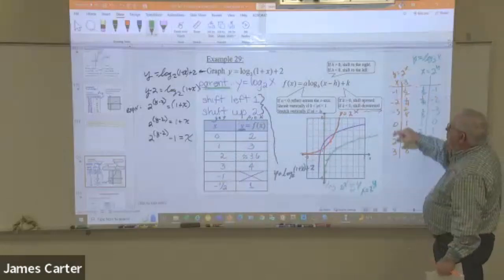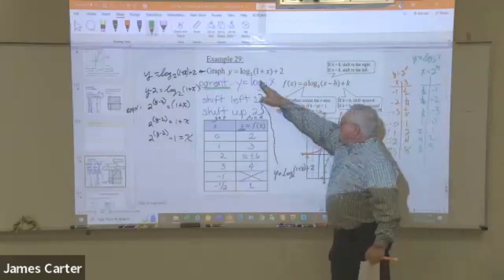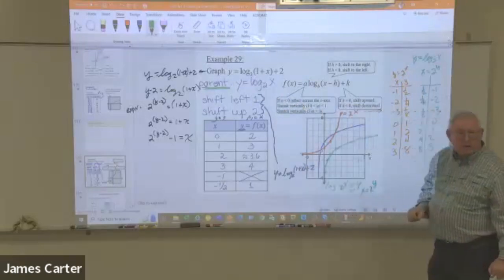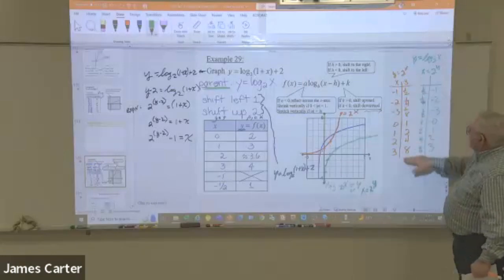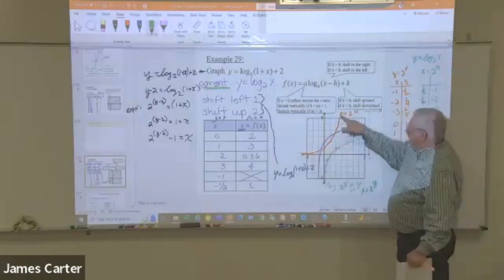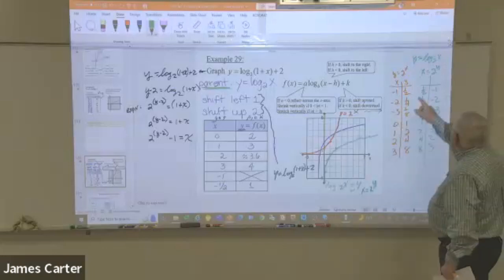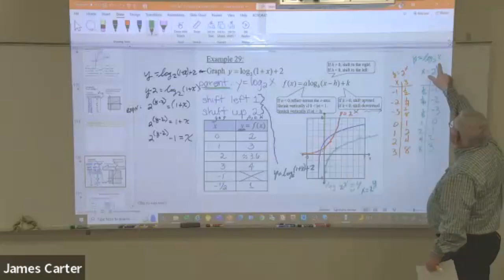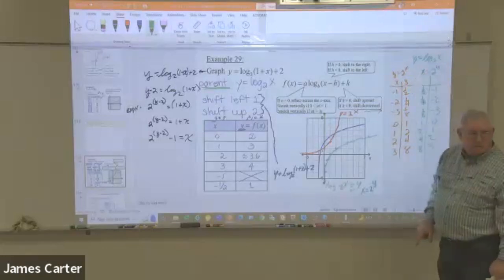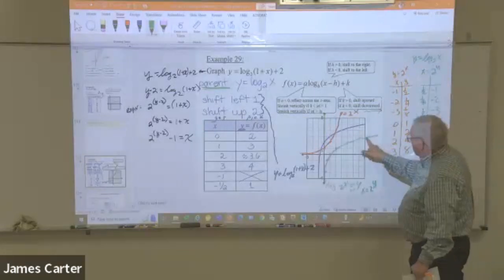Here's the basic y equals 2 to the x, based on this base of 2. I calculate it. I graph it. I reflect these to get that thing, which is this. I graph it.